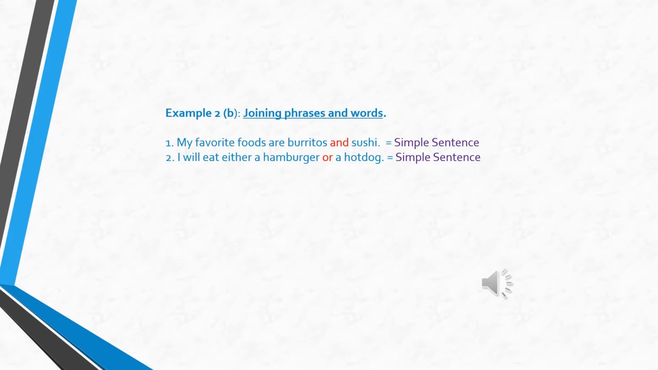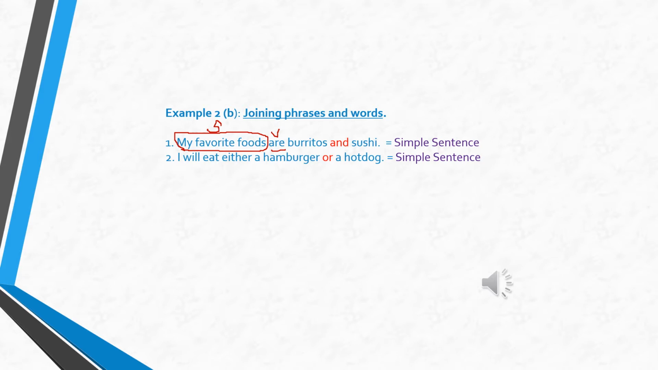Example 2b. Joining phrases and words. Example number 1. My favorite foods are burritos and sushi. Notice which one is your subject. My favorite food. Food is a non-countable noun, but this is an exception because we are talking about something different. Burritos are not the same as sushi, they are different kinds. So it is correct to say foods in this case. So that's why I like to clarify how we use these words in English.